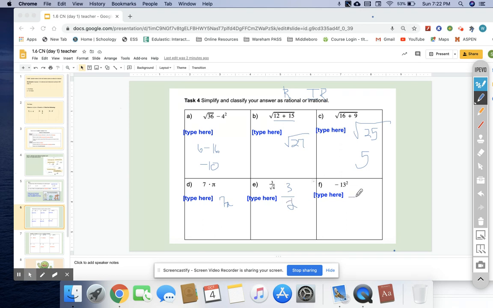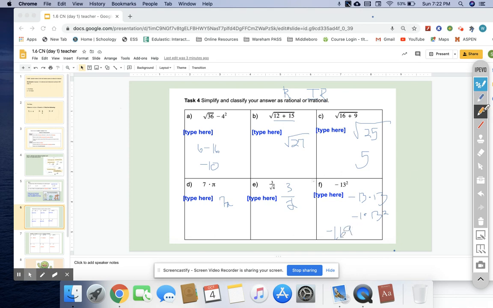And then the opposite of 13 squared is the opposite of 13 times 13. Another way to look at this is negative 1 times 13 squared. But either way, you're going to have an odd amount of negative signs, so your product is negative. The answer is negative 169.